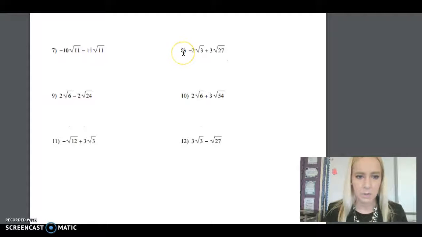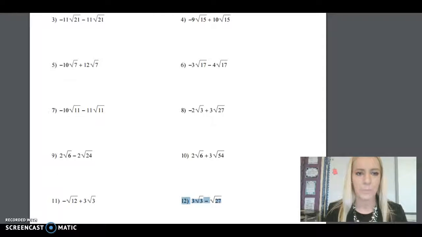Now you can skip the problems that don't have like terms. So for example, 8, 9, 10, 11, and 12, we're going to talk about in class tomorrow.